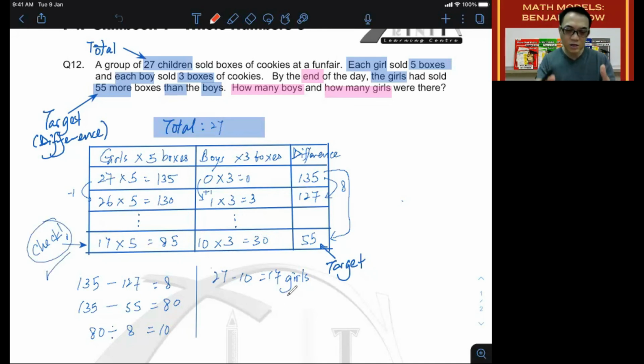So this system actually provides a self-checking mechanism, right? Now, all you have to do, and this prevents all the careless mistakes, am I right? So all you got to do now is solve the question. So the answer is that there are 17 girls and 10 boys. So we're going to write over here, 17 girls and 10 boys. And that solves this question easily.